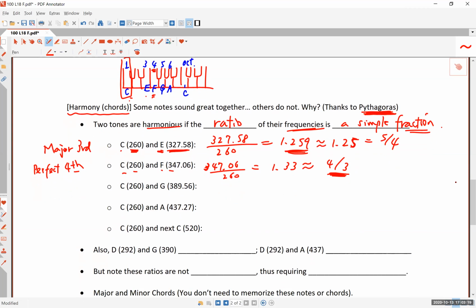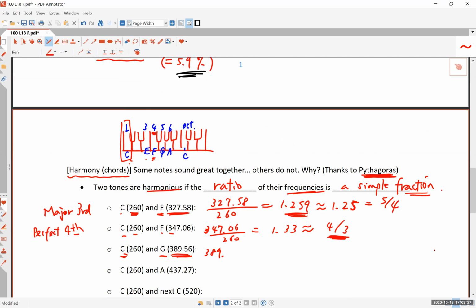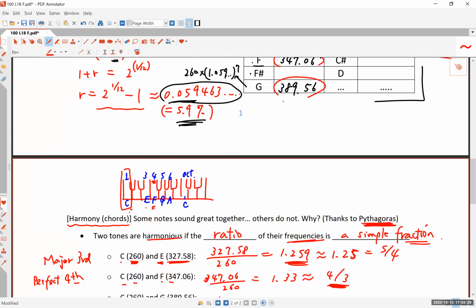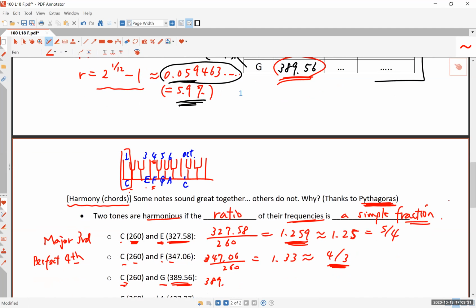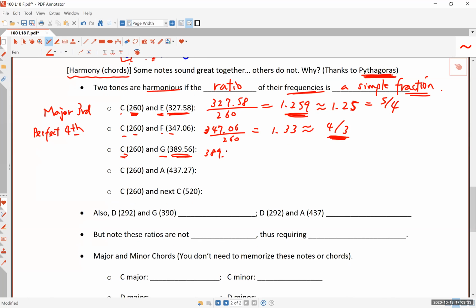C and G, this is probably the most well-known one. That's 389. By the way, these numbers come from the chart we just described on page 1. So 389.56, if you divide this by 260, you get 1.498, which is almost precisely 1.5, which is 3/2. Now you can't really get simpler than this.